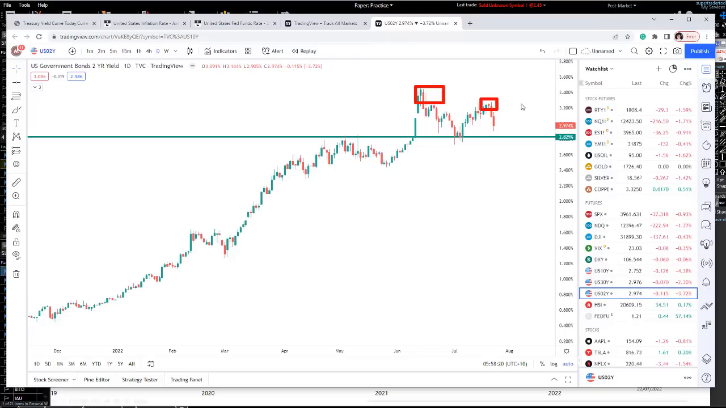So this lower high here, and now we're probably going to break this low, and I've been saying this the entire time, as you guys know, that the interest rates are going to start to pull back, and this is exactly what's been happening now. So we're probably going to break that. We're probably going to continue down there.